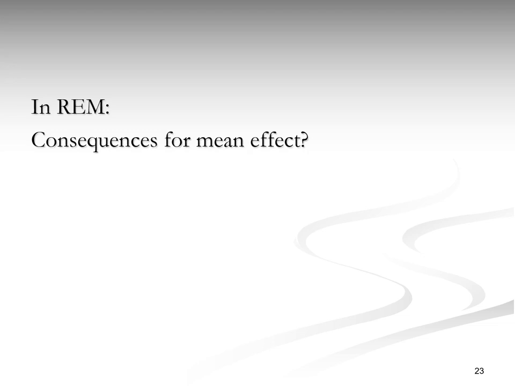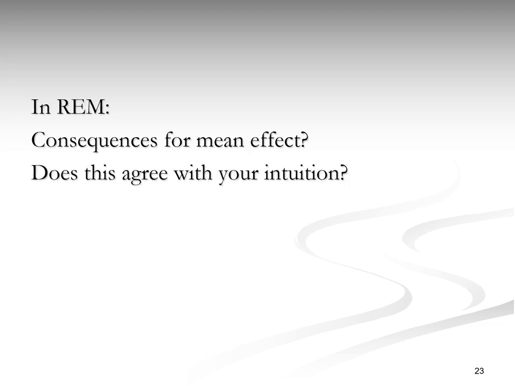What is the consequence for a mean effect? Well, it can go in two directions. In general, the fixed effects model and the random effects model estimates of theta are somewhat similar. But if you look at the weights that are given, the weights in the random effects model will be more similar to each other.